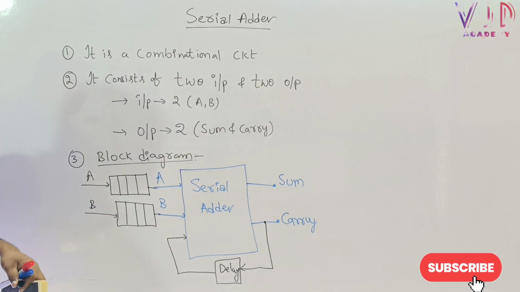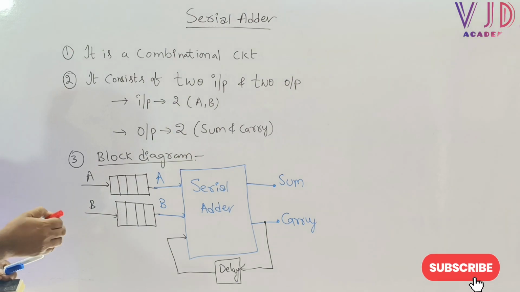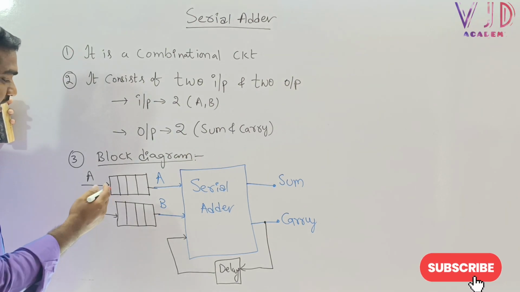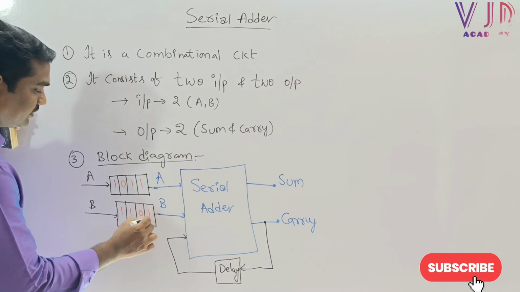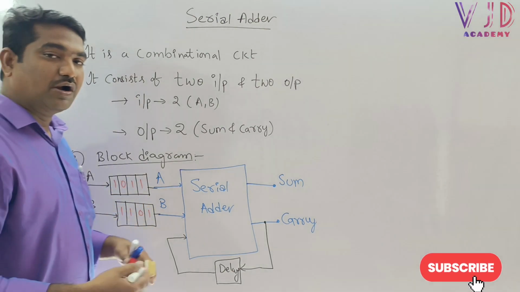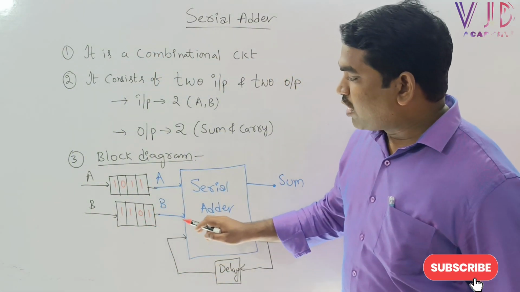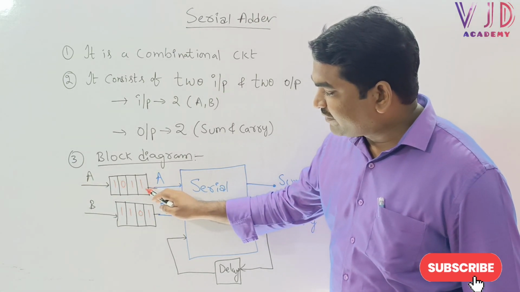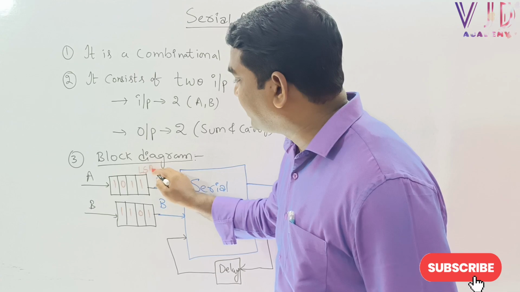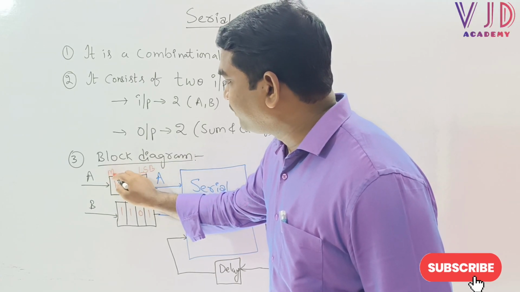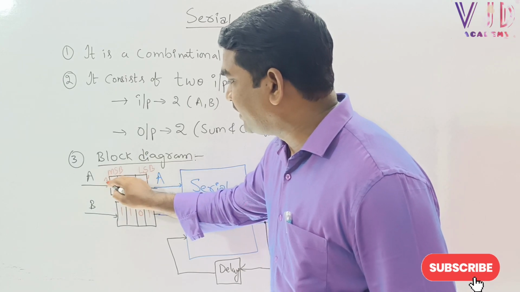Now I just want to apply a few inputs. Let me take 1 0 1 1 and 1 1 0 1. These are the inputs that I want to apply. For these two inputs, the first bit is the LSB and the last bit is the MSB.